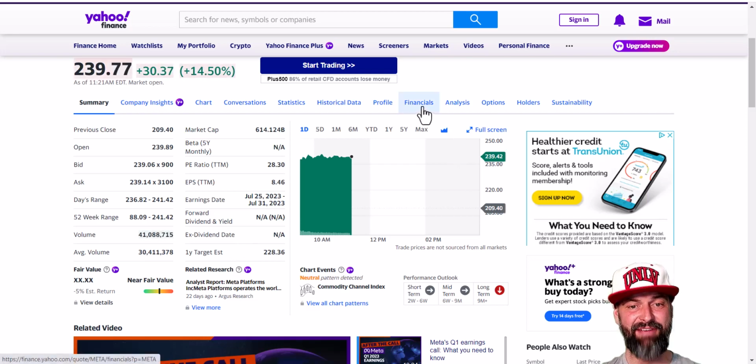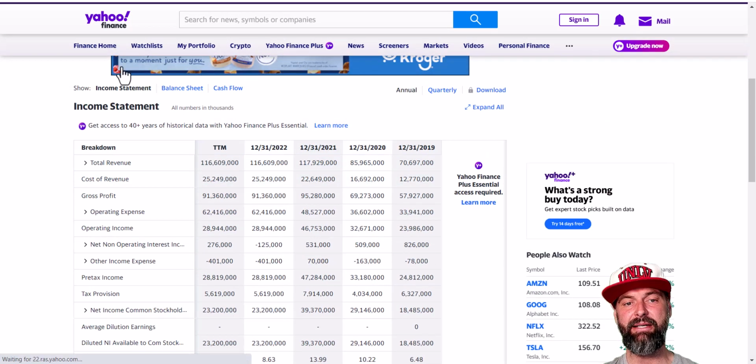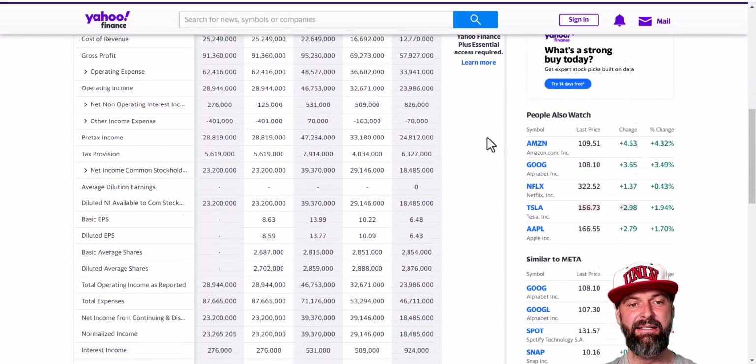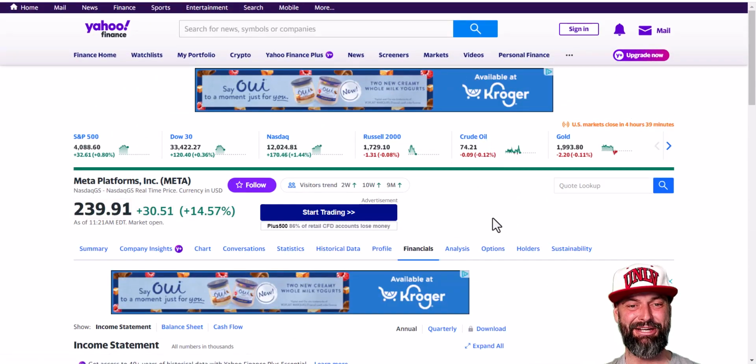Anyway, we got a financial tab over here. This is the one we're going to deep dive on. You can go in here, income, balance sheet, cash flows, annually, quarterly. There's a bunch of different stuff in here. Historical data.